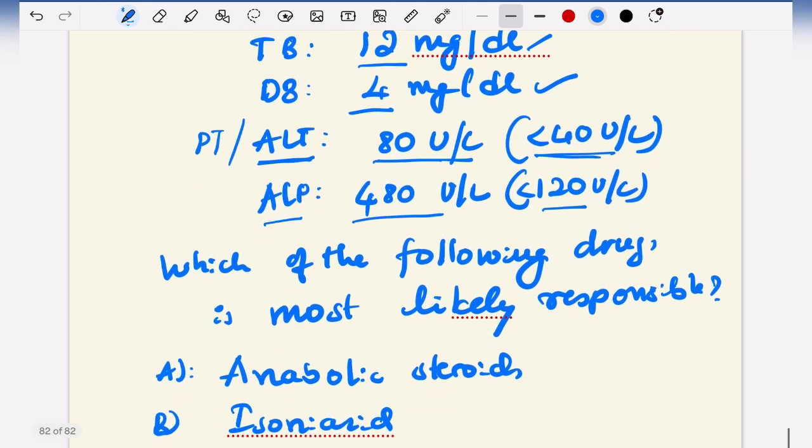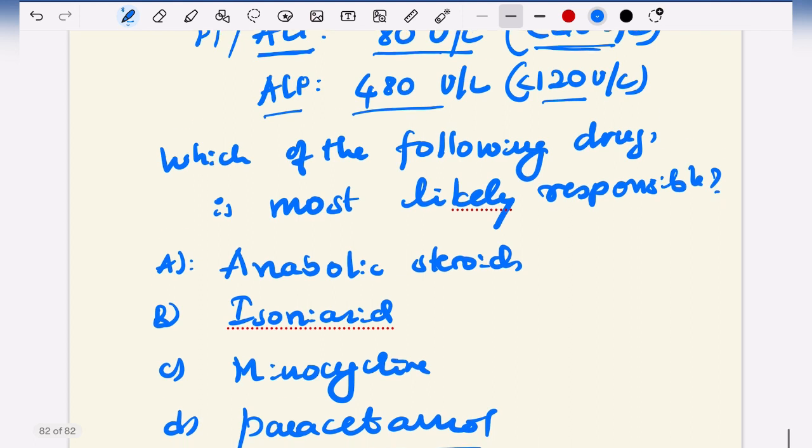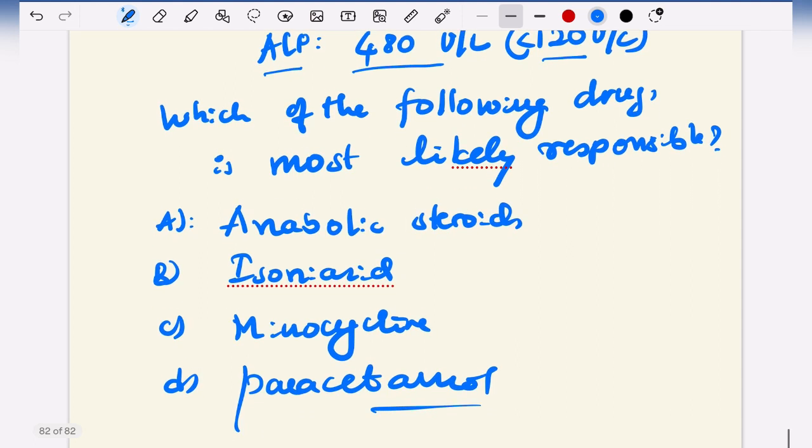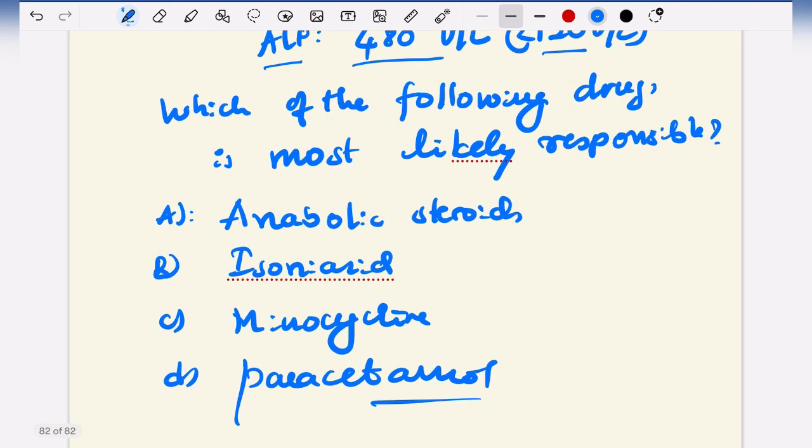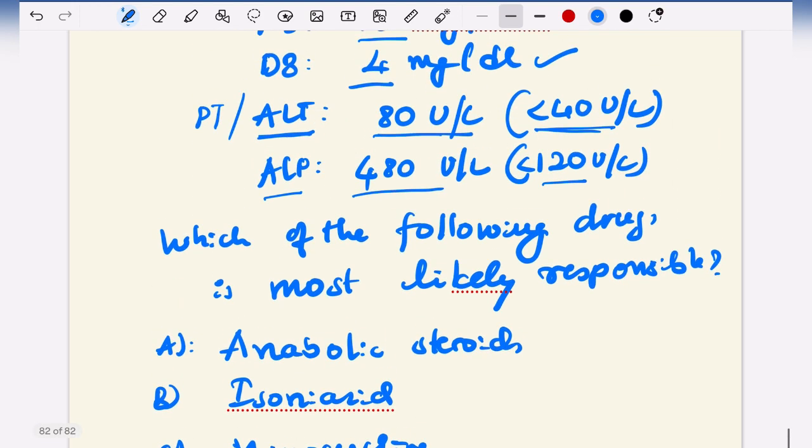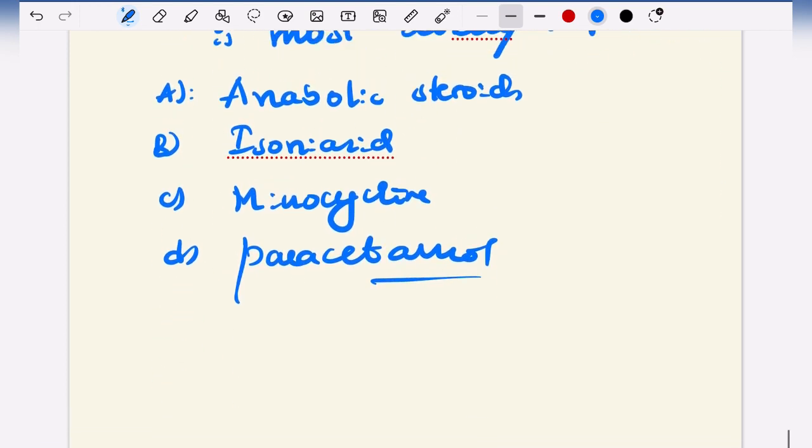So the question is asking which of the following drugs is most likely the responsible culprit here. Option A is anabolic steroids, option B is isoniazid, option C is minocycline, option D paracetamol. One thing is you should know R factor to solve this question, or you should know which drugs cause which pattern of liver injury. By just applying R factor here, we can come to know whether it is cholestatic, hepatocellular or mixed.